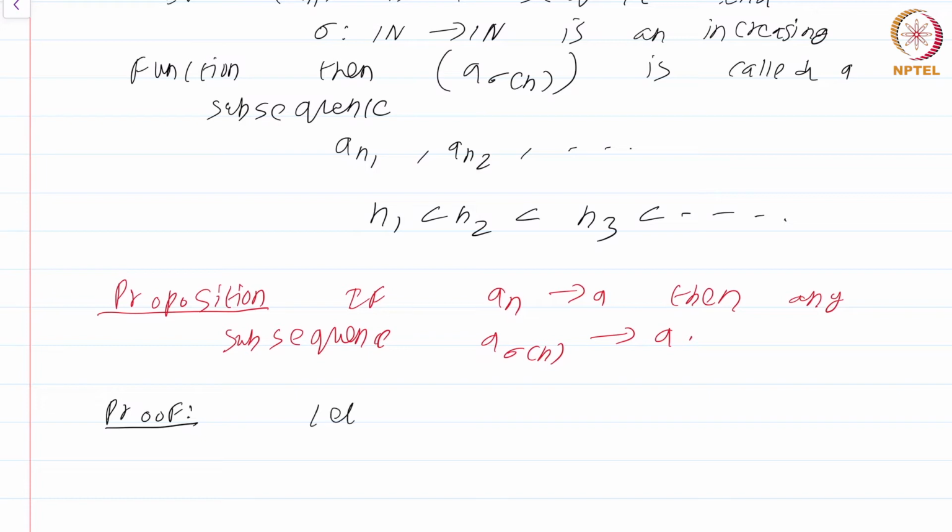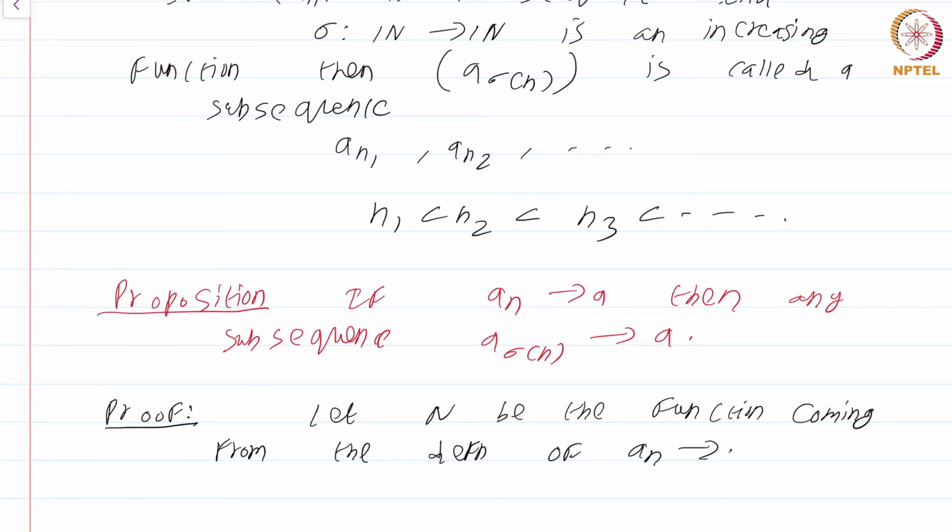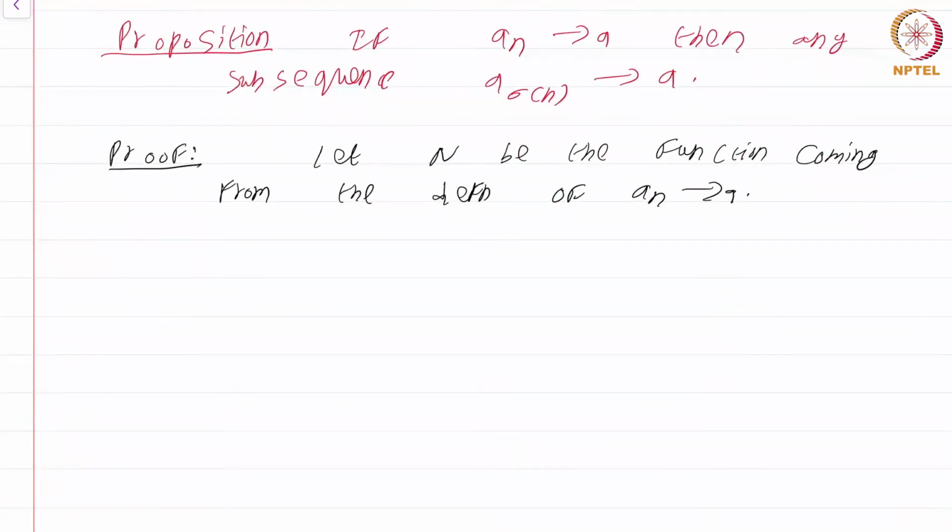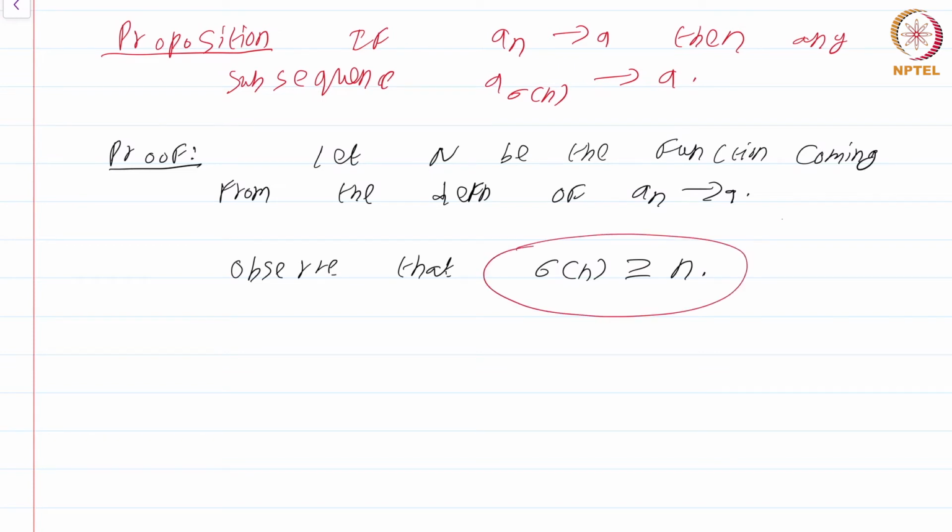Let capital N be the function coming from the definition of a_n converges to A. Now observe that sigma(n) is always greater than or equal to n. Why is this? You can show this by induction. Okay, this is actually obvious to see. Show by induction. This just follows from the fact that sigma is an increasing function.